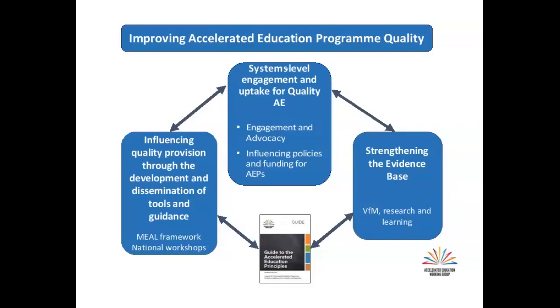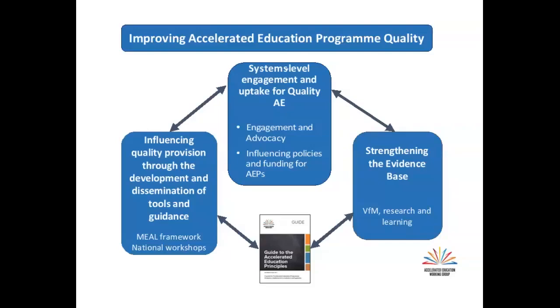Just like to say that all of the Accelerated Education Working Group tools and guidance are available on the INEE website, and they're available in 4 languages. So they're available in French, Arabic, Spanish, and English.